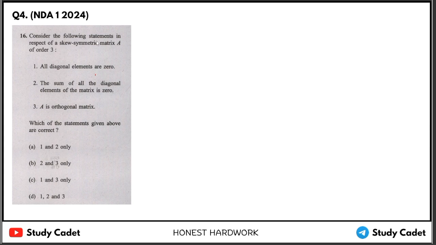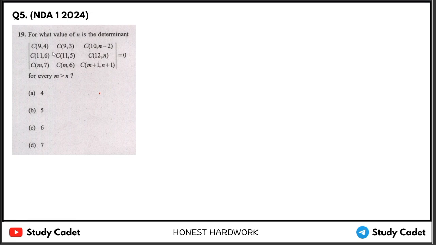Consider the following statements in respect of a skew-symmetric matrix A of order 3. All diagonal elements are 0, right? Sum of all diagonal elements is 0. A is orthogonal. A orthogonal means A transpose A is equal to I. So it is not necessary to be orthogonal, so it will be wrong. 1 and 2 will be correct.